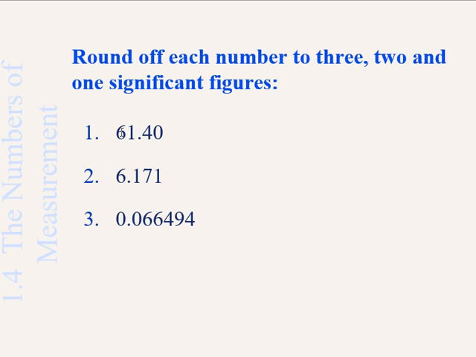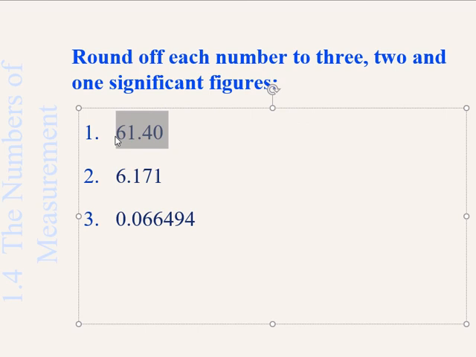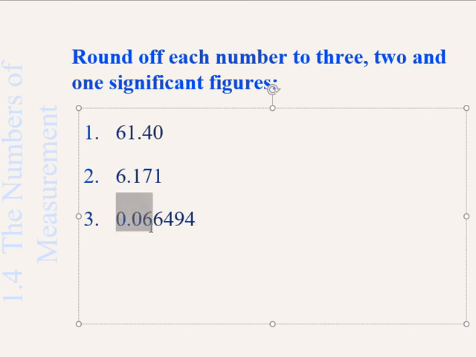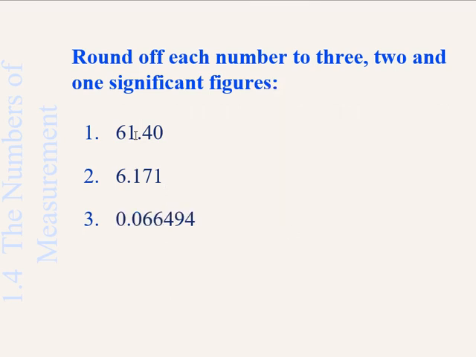What about 2? If we round this to 2 sig figs, it will become 61 because this is less than 5. How about here? It will become 6.2, and here if rounded to 2 sig figs, it will become just 0.066. Finally, to 1 sig fig, what will this be to 1 sig fig?